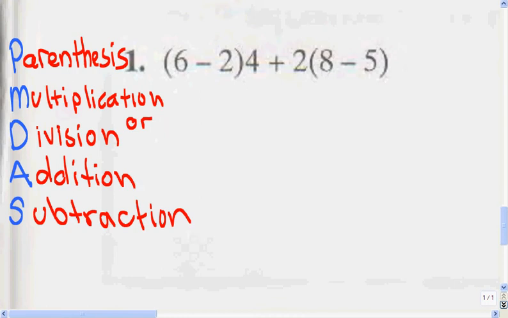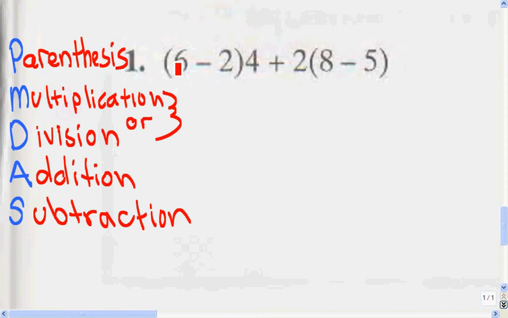So first you do parentheses, then multiplication, then division, then addition, then subtraction. Well, the multiplication and division can be done in either order. You can do the division first, then multiplication, or the multiplication first, then division. It doesn't matter. So now that we know that, let's solve these problems.